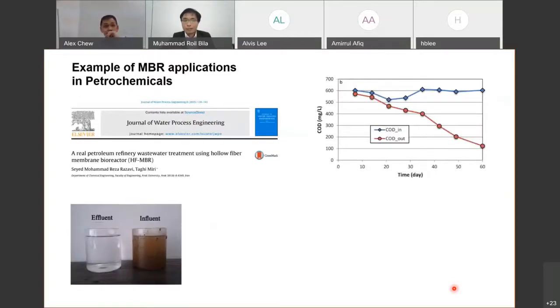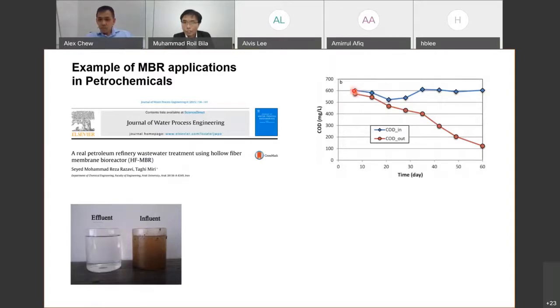So, last one hour before the presentation, I went through some of the examples. For example, here is the application of MBR in petrochemicals, treating refinery wastewater. You see here, this is the influent refinery wastewater. Okay, for your information, refinery wastewater contains a lot of oils in the form of emulsion. Normally, it's very hard to treat with conventional activated sludge. And you see the picture here, a clean, crystal clear MBR effluent.